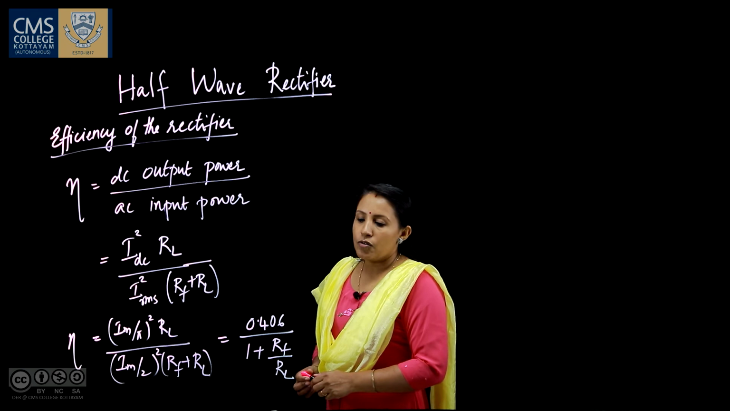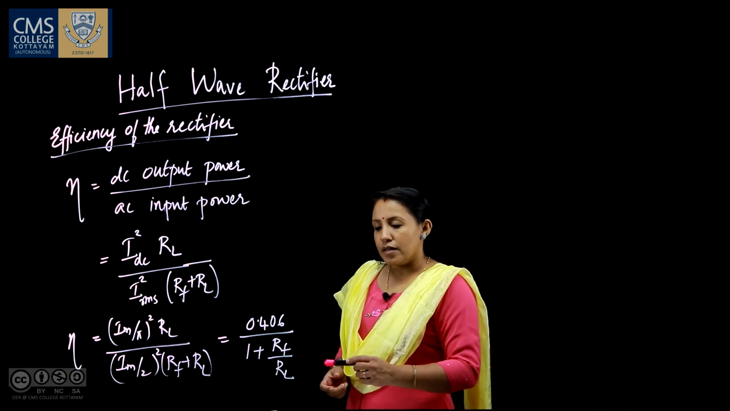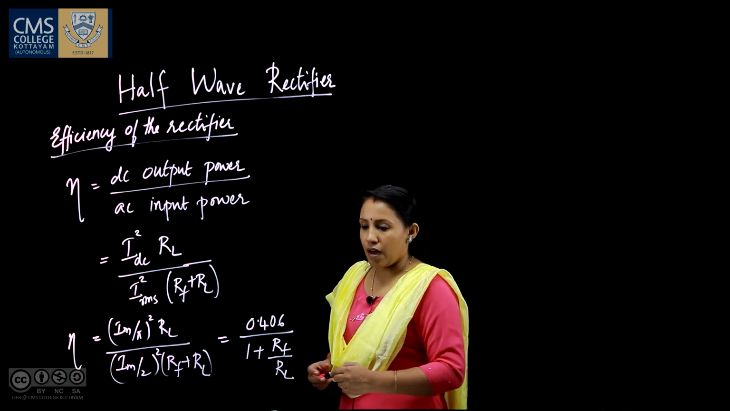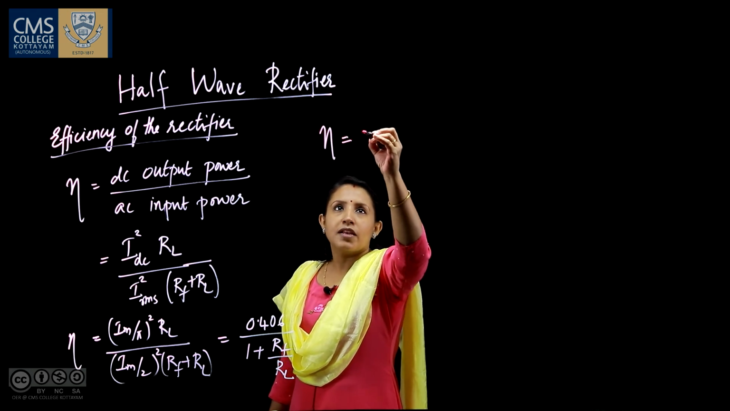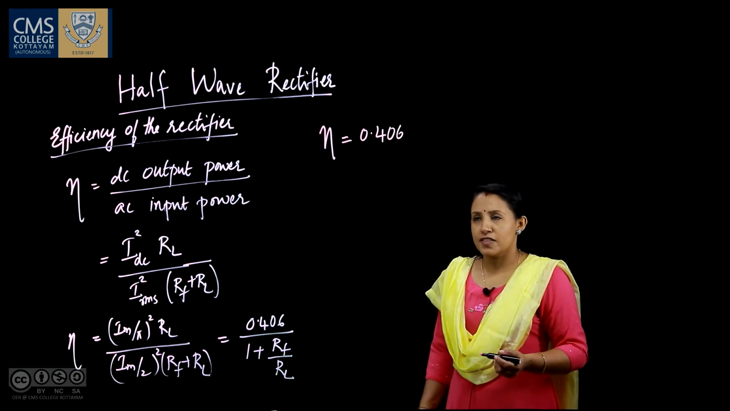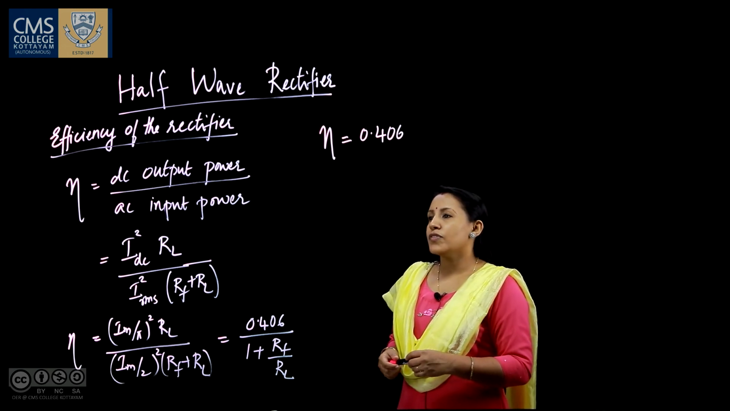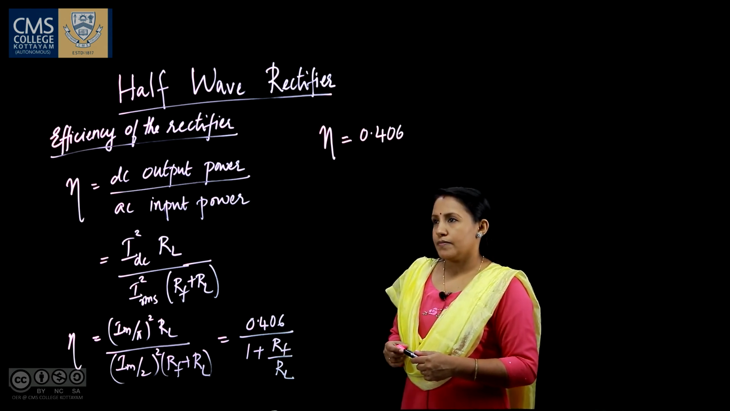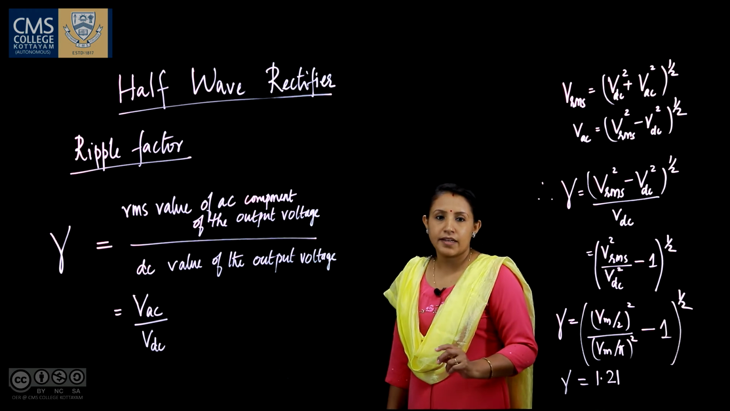which, substituting the values, is equal to 0.406 divided by 1 plus RF by RL. In general, we know that the forward resistance of the diode is very small compared to the load resistance RL. Therefore, the efficiency of a half wave rectifier will be approximately equal to 0.406 or 40.6%. This means that in a half wave rectifier, only 40.6% of the AC input power is converted to the DC output power.